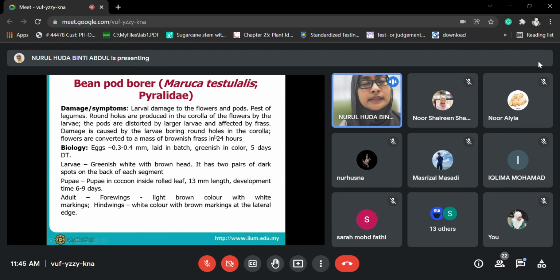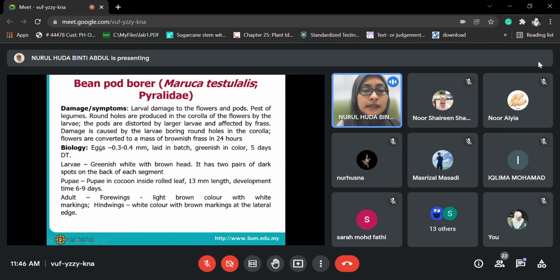And then you can see the frass also, okay. Bila dia burrow ataupun menggali dalam kacang, so frass tadi, bahan buangan, dia akan keluarkan dari tempat dia punya lubang masuk tadi. So dia akan remove dekat situ since they will move around inside the bean pod kan. So frass akan dibuang keluar. So you will see the mass of brownish frass.